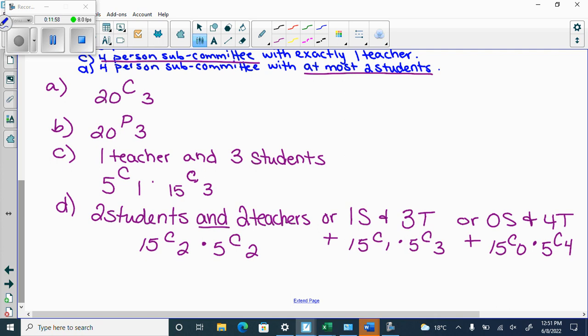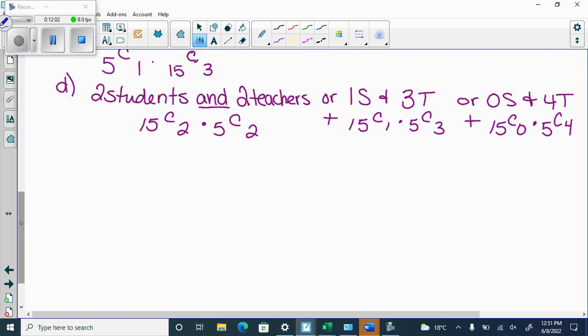Okay, we need to go through formulas. So, the P formula. You want to write this down. nPr equals n factorial over n minus r factorial. You do not need to memorize this. It is on the bottom left-hand side of your formula sheet. It's right down here. nPr and nCr. We're going to look at the different formulas, though.